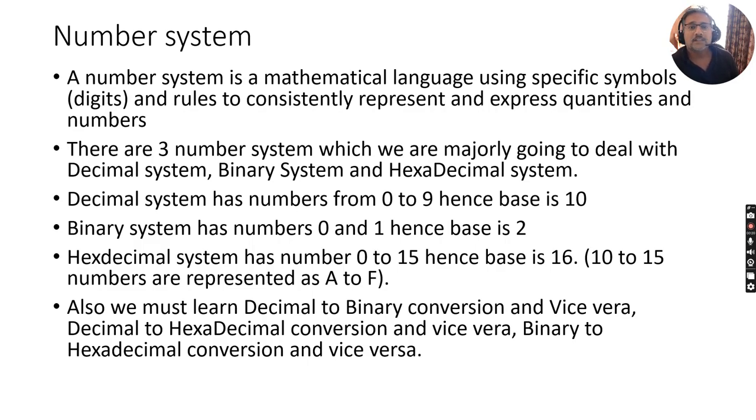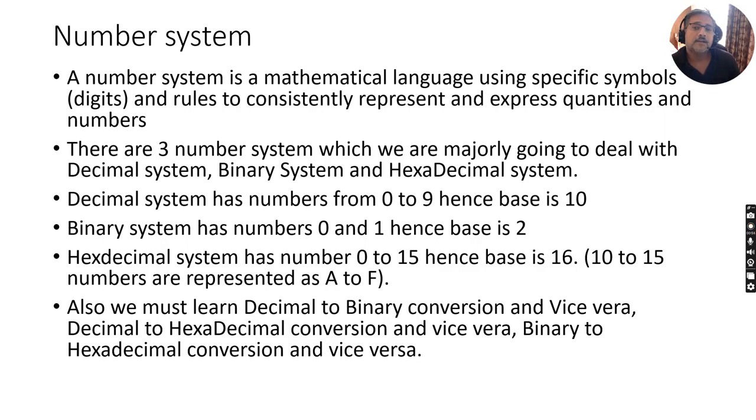So what are those symbols? Basically they are digits. So what is the basic number system that we follow in our day-to-day life? That is the decimal number system. The decimal number system has 10 numbers from 0 to 9. That's why the base is 10. So what defines the base of a number system? The number of digits in that system forms the base of that system. So if you have a binary system, the number of digits in that system is 2, 0 and 1.